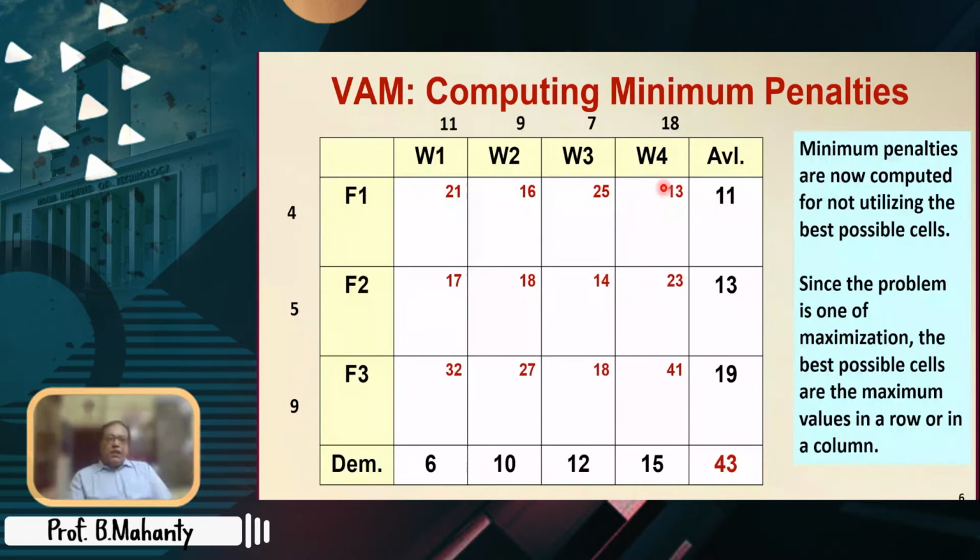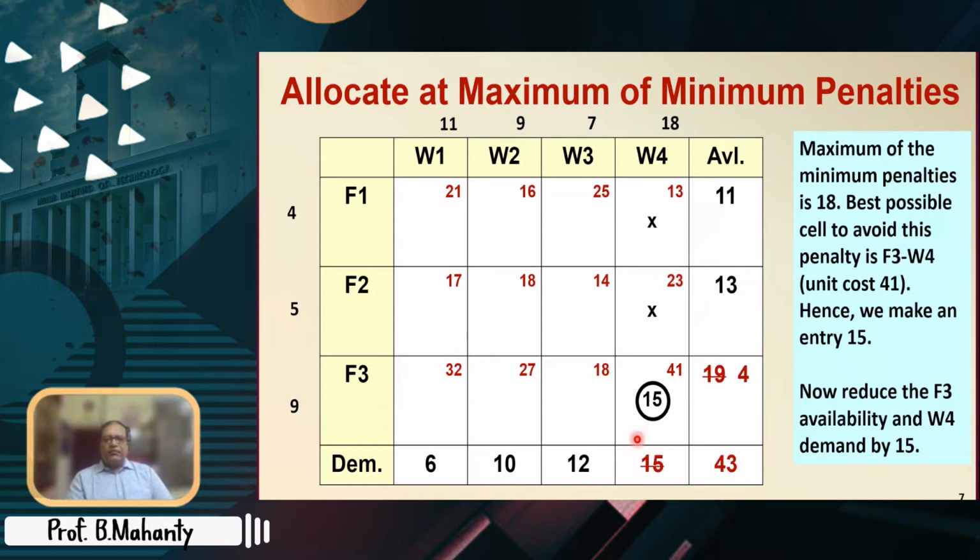And how much is that value? That value should be 15, because 15 is column wise and 19 is row wise, and 15 is lower. So the maximum that we can allocate here is 15. Good. So that is how we have allocated 15. After allocating 15, the demand of W4 is now satisfied, and the availability of F3 is now reduced to 4.